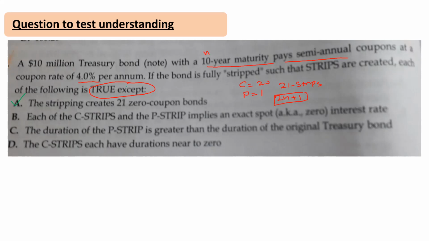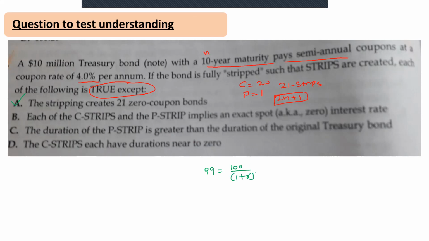So for example, just to give you more clarity on option 2, if your principal strip that we saw is getting traded at 99 today and par value is 100 after 5 years, just solve this equation for R. This will give you the spot rate corresponding to 5 years. So that's what this means. The second option means that for the given zero coupon bond, the interest rate corresponding to it would be a spot rate.